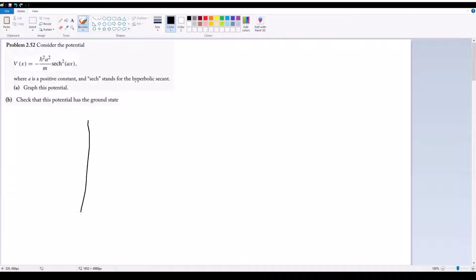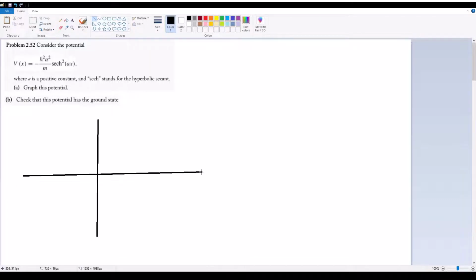So if we were to graph this out, and you know what, excuse me, I'm going to use straight lines to make this a little bit nicer. If we were to graph this out, the negative of hyperbolic secant squared looks like a bell curve, something like this. And that's it for part A.